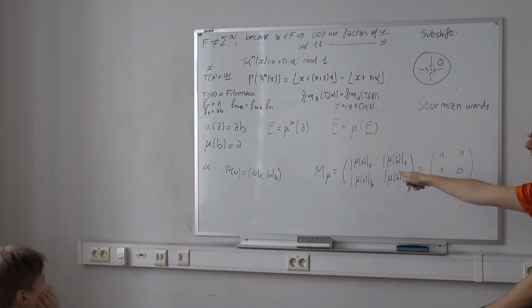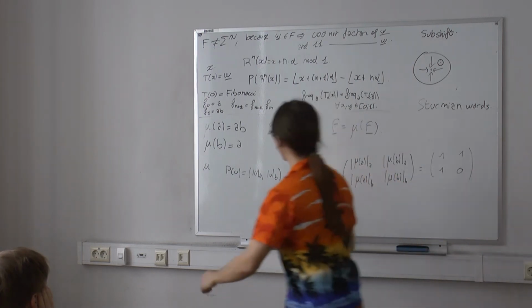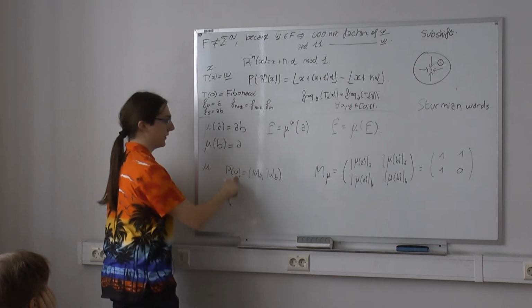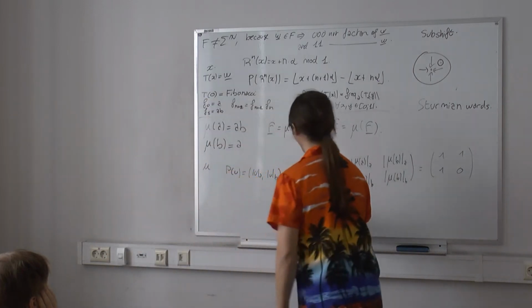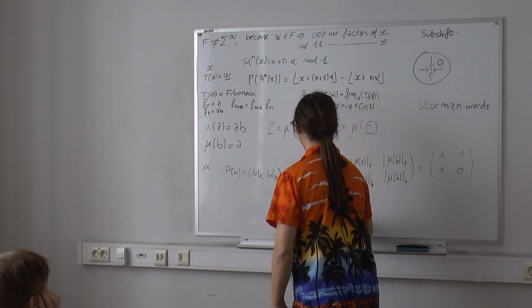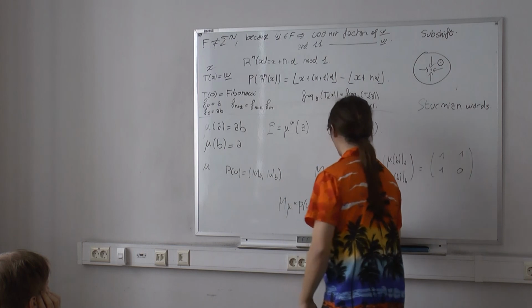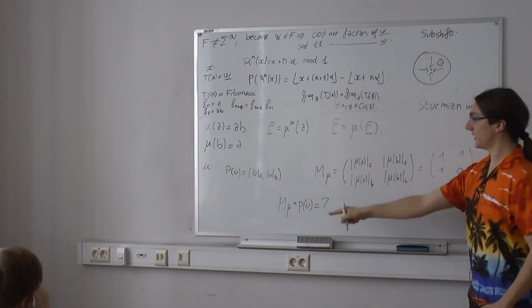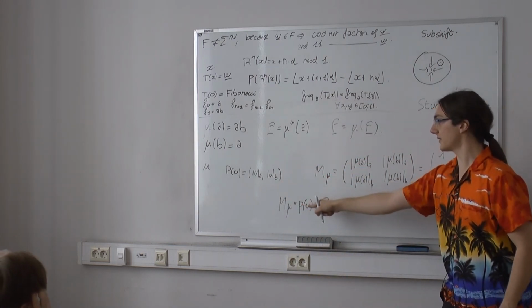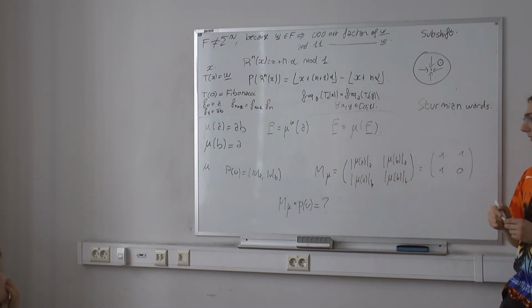I gave you a vector, I gave you a matrix. There is something to try. If you compute, say you have some word u, you have this morphism. If you compute this times, can you make a guess what this could be? So I have a word, I count the letters, the A's and B's, I make a vector, and I multiply by this.